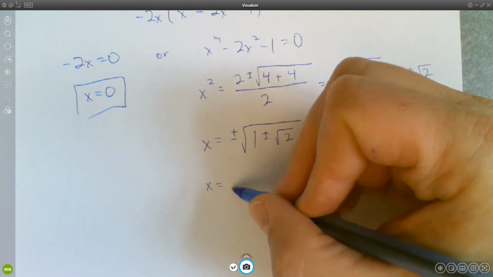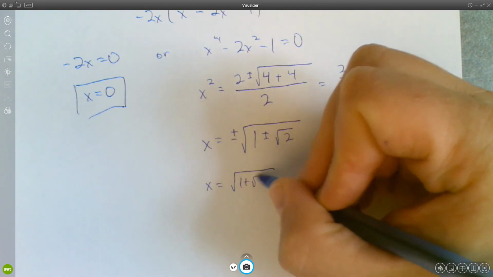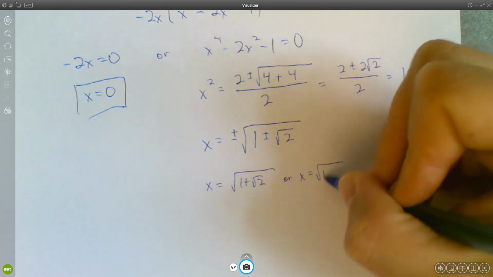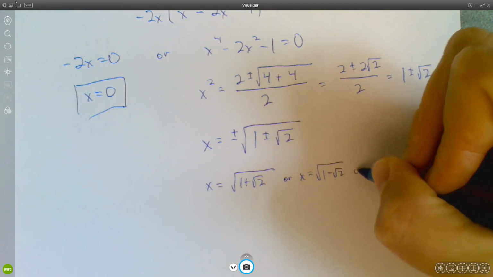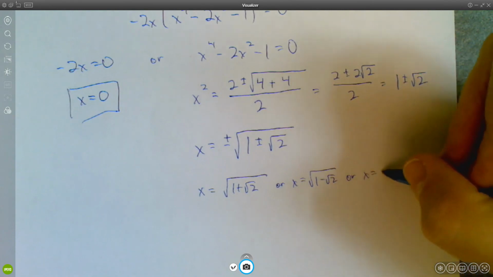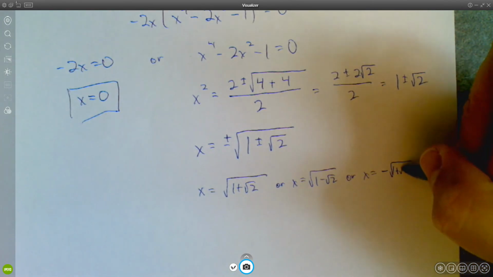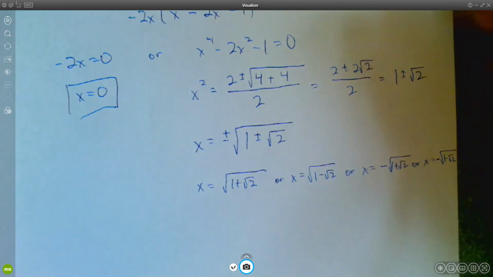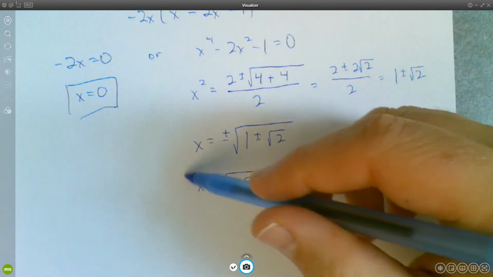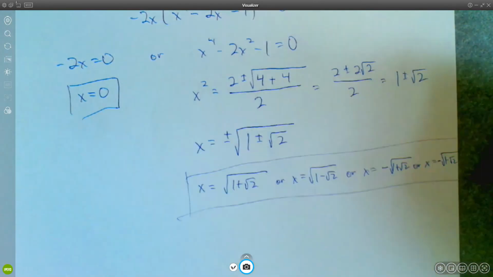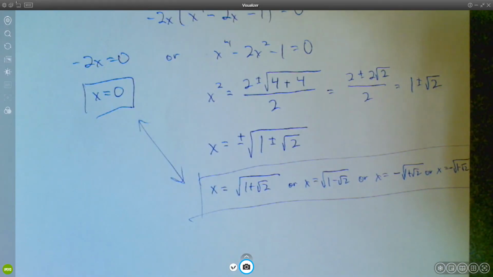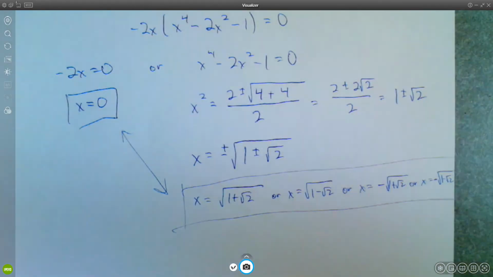One of the solutions is the square root of 1 plus root 2. Another solution is the square root of 1 minus root 2. Another solution is negative the square root of 1 plus root 2. And then the fourth one is negative the square root of 1 minus root 2. So those are all the exact locations, right? So there are 5 places in total where you have horizontal tangent lines.